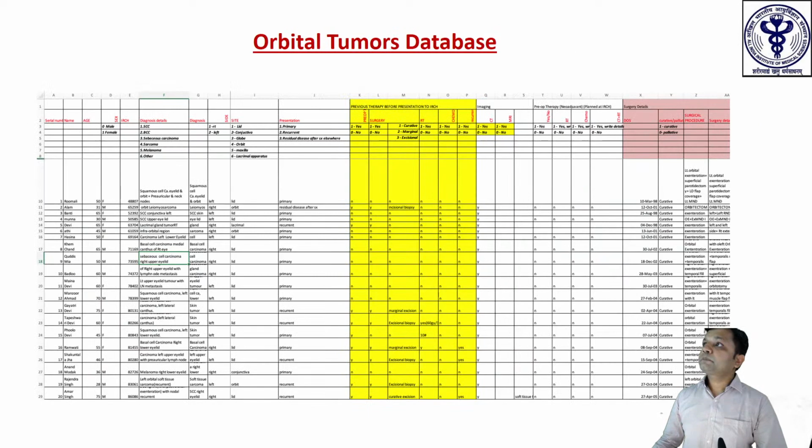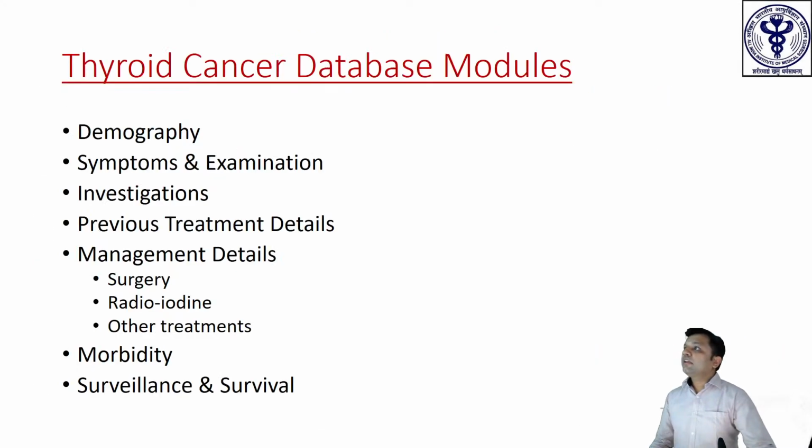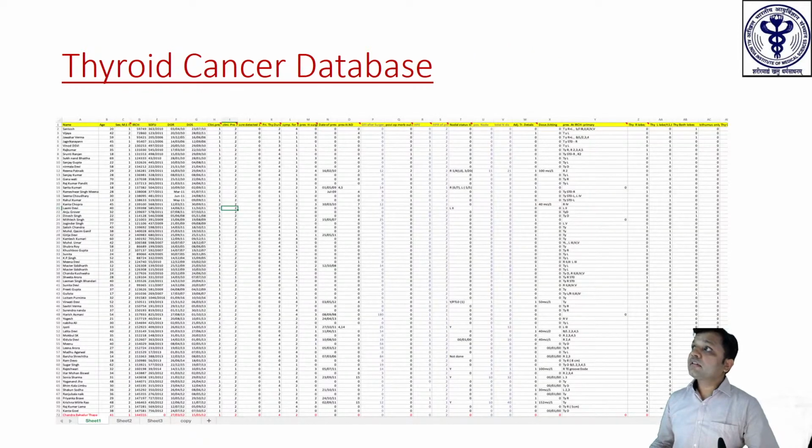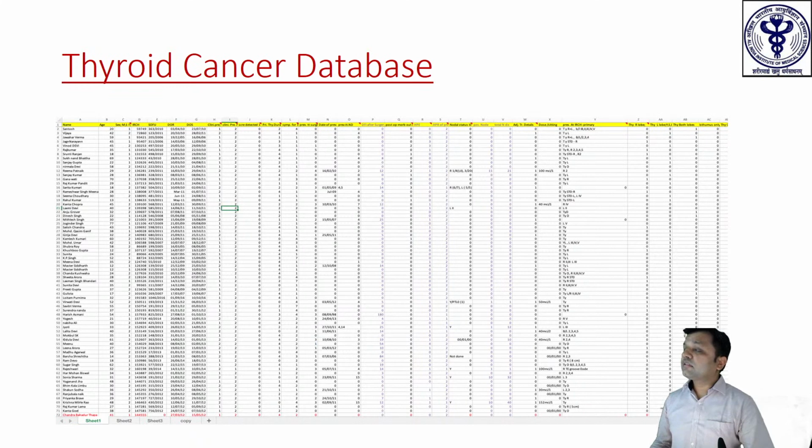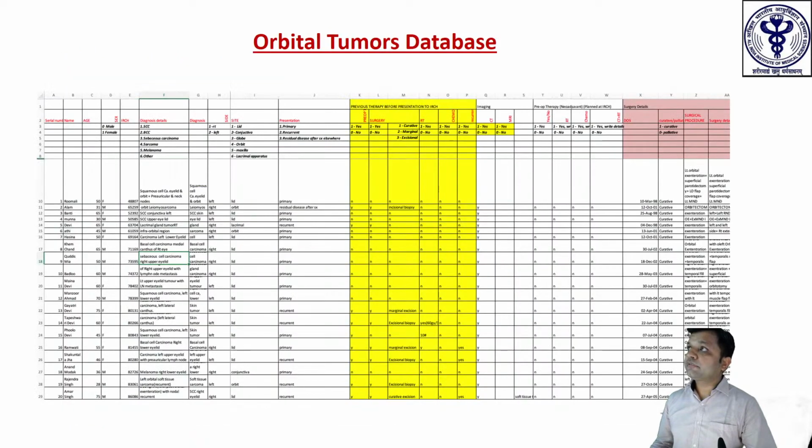There are different modules in the thyroid cancer database: demography, symptoms and examination, investigations, previous treatment details, management details, morbidity, and surveillance and survival. This is a snapshot of the thyroid cancer database. There are a total of 152 fields for a single patient in this database. The database is therefore very comprehensive.